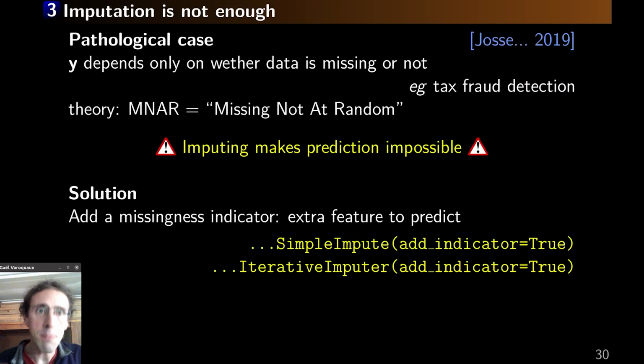Now, imputation may not be enough. For instance, consider the pathological case where y depends only on whether the data is missing or not, for instance, in tax fraud detection. If you impute this data perfectly, you break the prediction. It makes the prediction impossible. The solution is to add a missingness indicator. So if you take an imputer, you use add indicator equals true.